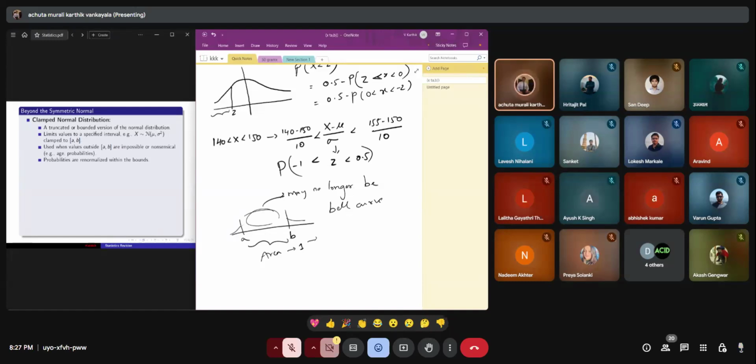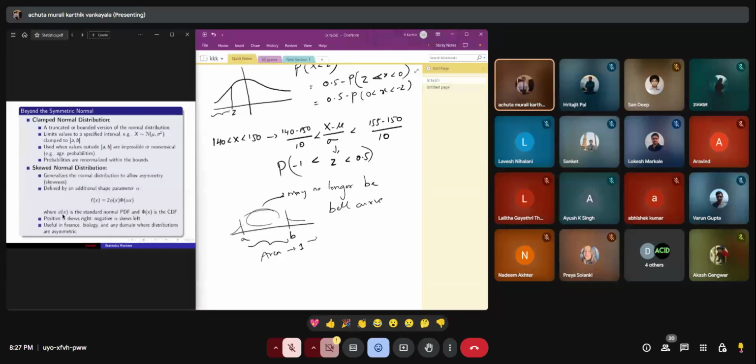So this is useful when you feel like something should only be between A and B, and beyond B it is nonsensical. Something is normally distributed, you know that, but beyond these limits it is just nonsense. So you don't want to have it there. And you can also have what we call skewed distributions.